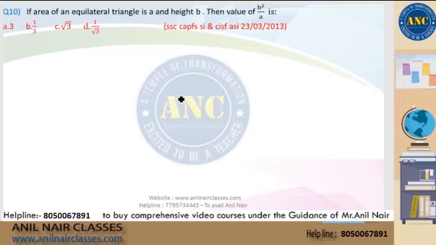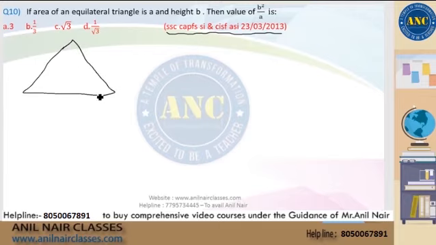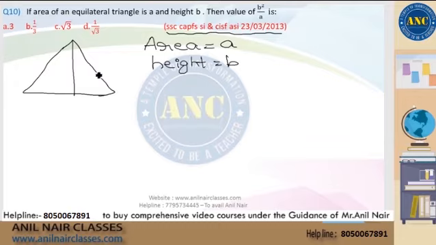Next question. Again, an original SSC question from 2013. If the area of an equilateral triangle is small a, that means all three sides are the same, right? The area of that equilateral triangle is given as small letter a, and the height is small letter b.